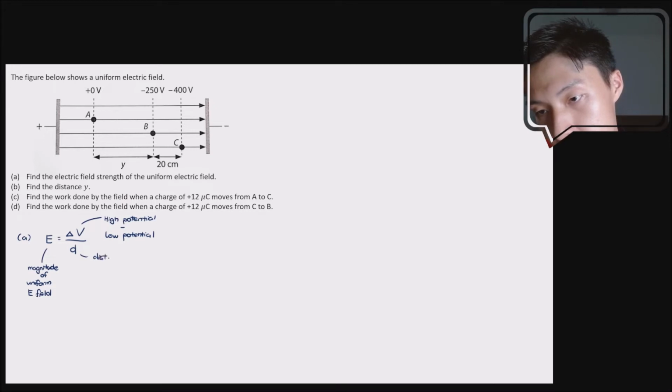Distance between the equipotential lines of the two points. Equipotential line.